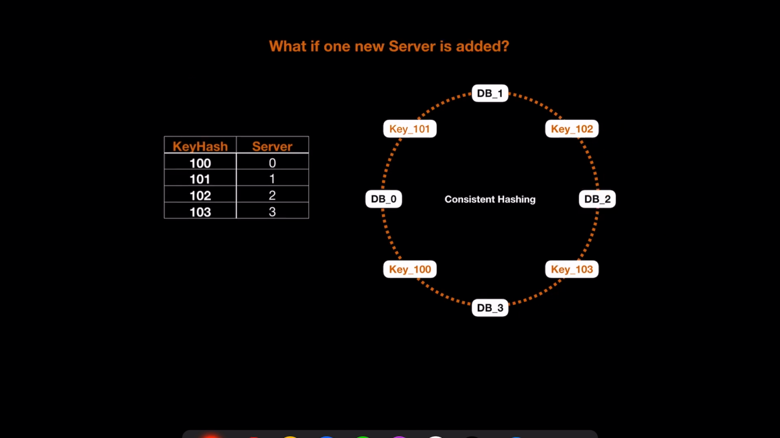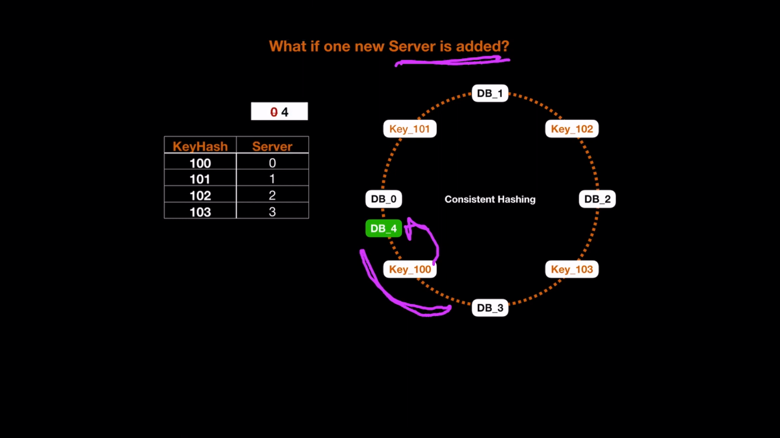And what if a new server is added? Similarly, say for example, a new server is added here. Anything before that within this area will just be remapped to the new server. That's all. So we had 100 assigned to db0 before. Now 100 is mapped to the new db4.